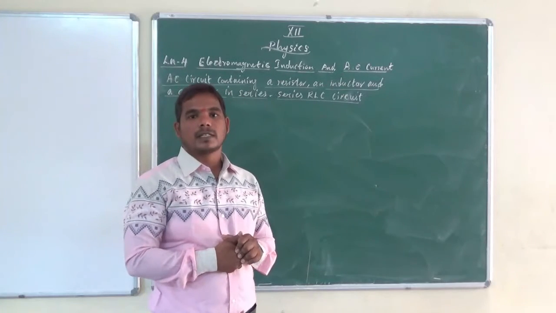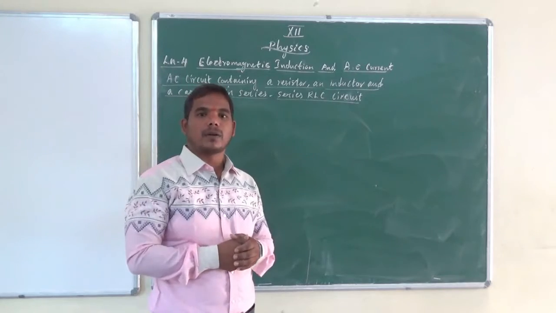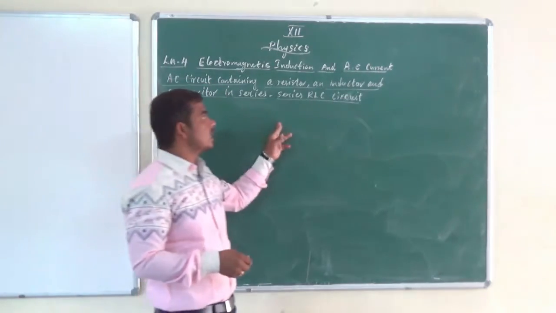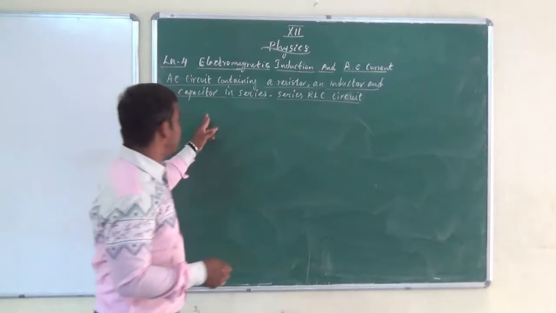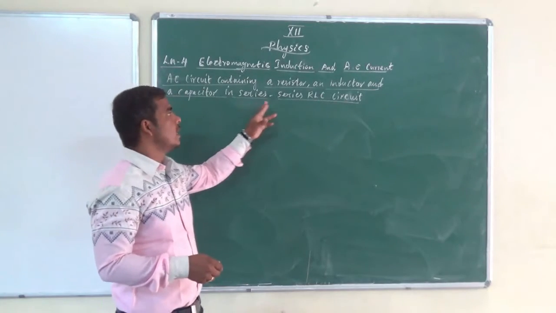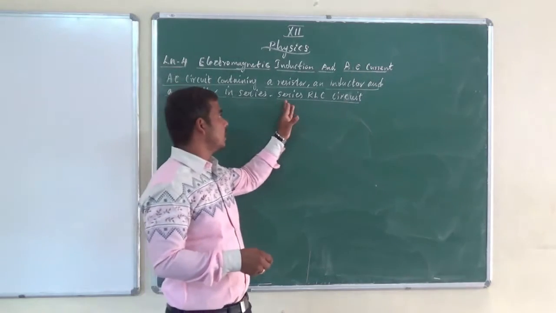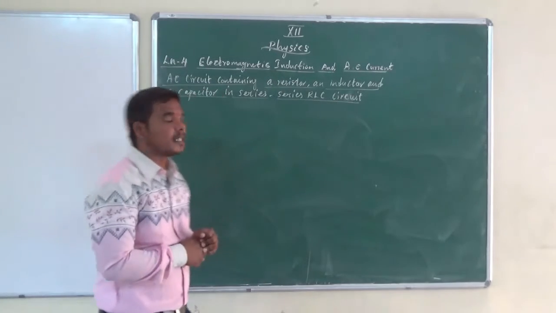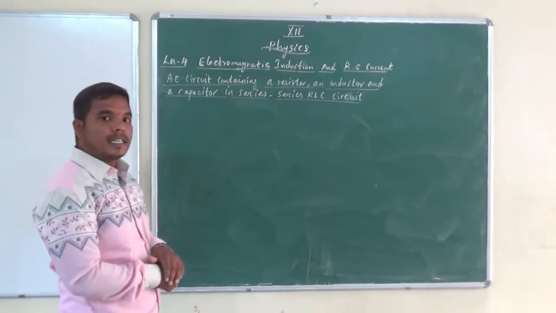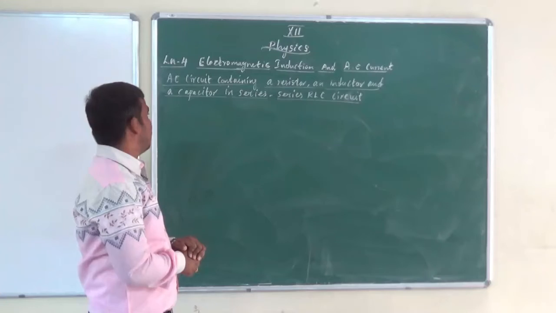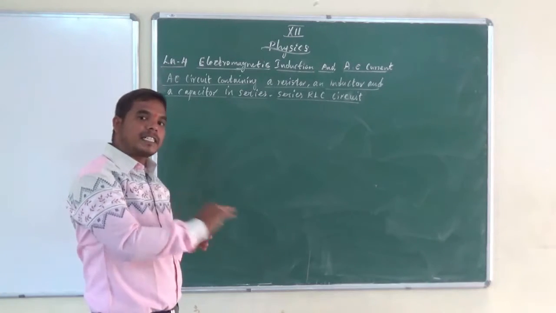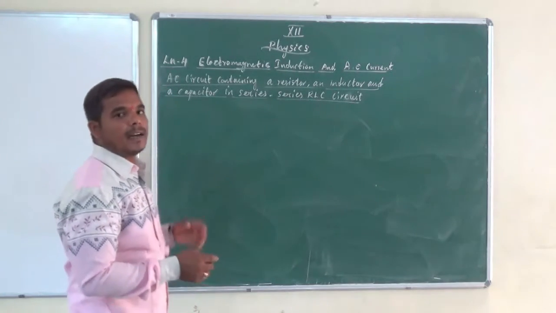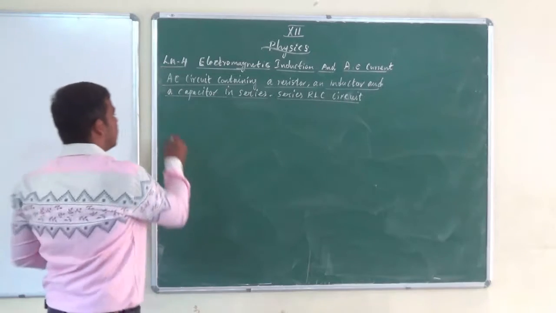Today we are going to discuss another important 5-mark question. The question: AC circuit containing resistor, inductor and a capacitance in series. That is shortly represented as series RLC circuit. We are going to discuss how they are connected in series. First I will draw the diagram, then I will explain the diagram one by one.